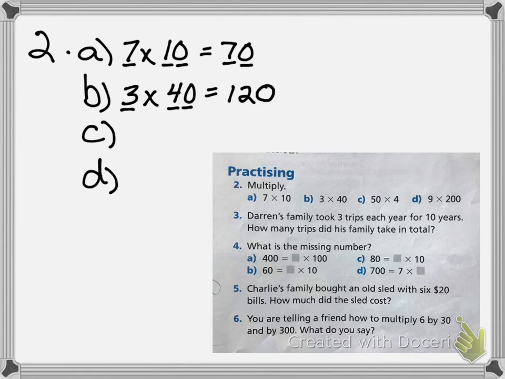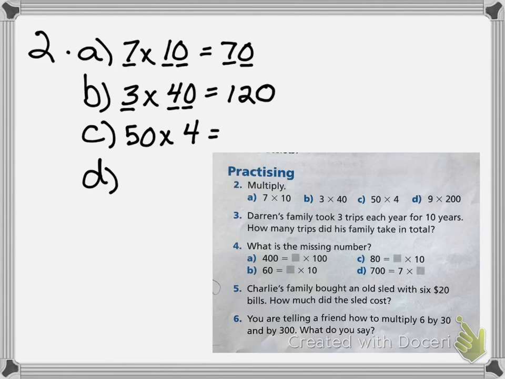Now, if I was to count by 40s, 40, 80, 120, I would get the exact same answer. Also, if I was to count by 3 40 times, which I'm not going to, I would also get 120. So we get the answer correctly no matter which way we do it. C, 50 times 4. Okay, see if you can figure out this one yourself.